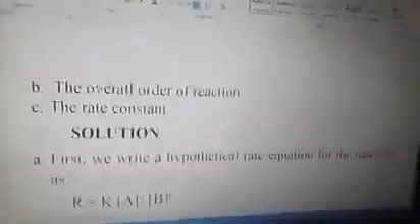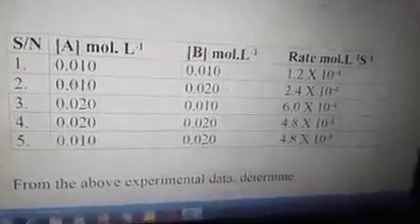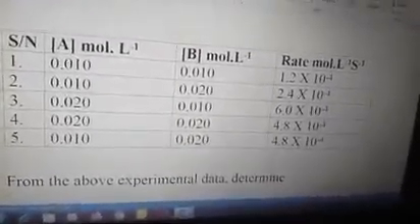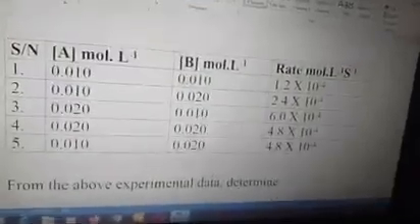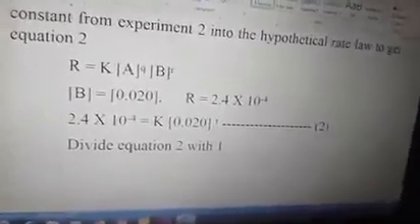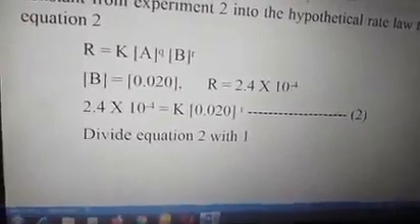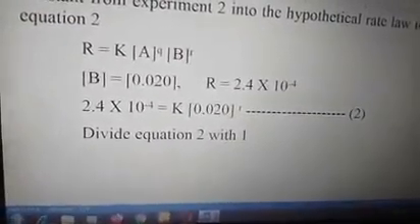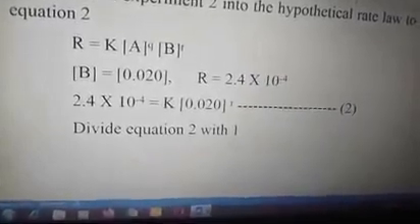Go to the table and verify. In experiment serial number 2, B is 0.020 and the rate is 2.4 times 10 to the power minus 4. Remember that A is held constant, so ignore A. So we'll continue. We now substitute the value of rate with 2.4 times 10 to the power minus 4, and then the B concentration at 0.020 to the power R. We ignore A. That's equation 2.